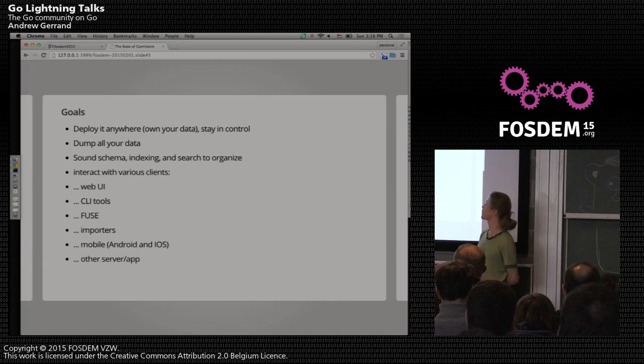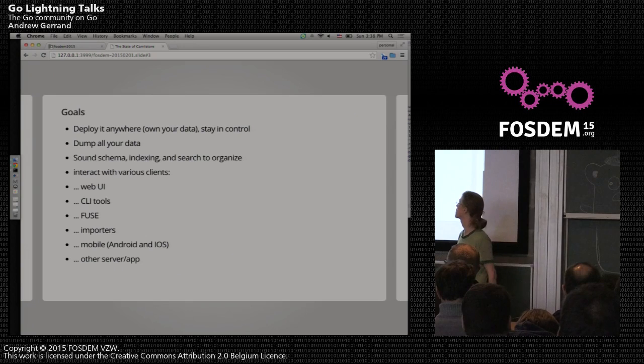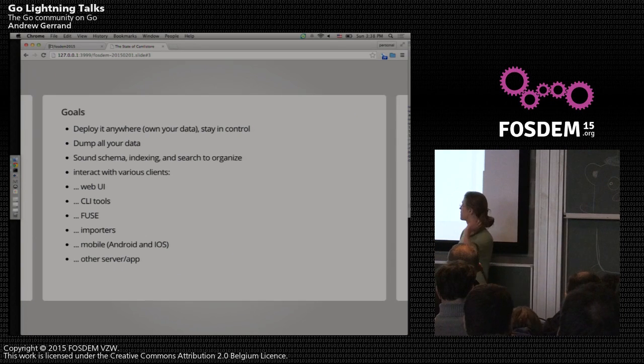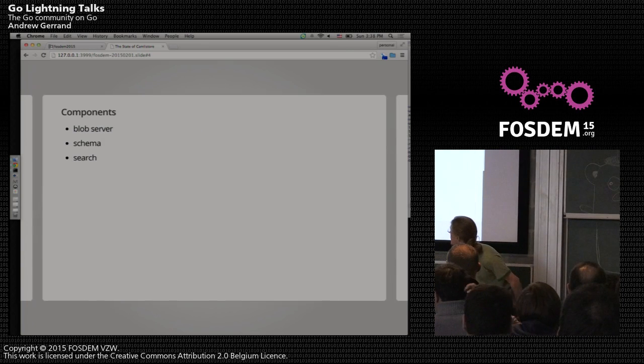And then we want to have a good and sound schema to model your data, and some good indexing and search, so that once it's in Camlistore, it's easy for you to find your data and work with it. And as it is a server, of course, we have a bunch of clients to interact with it: a web UI, some command line tools, a user interface, some importers, and also some other standalone servers that can interact with it.